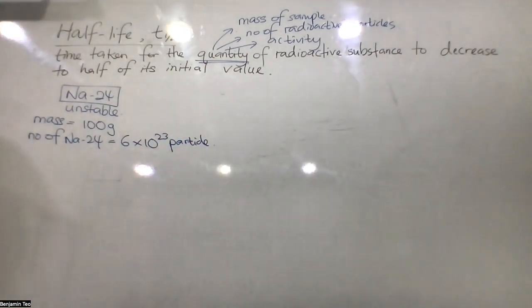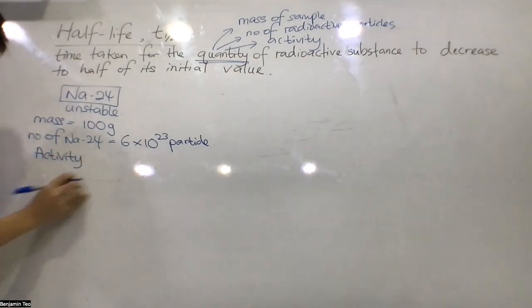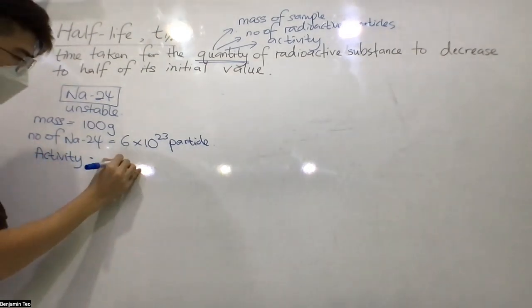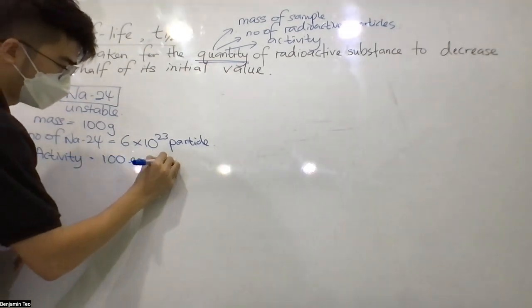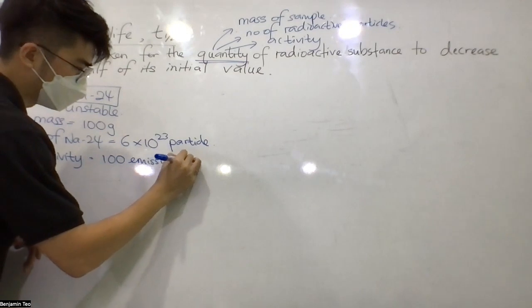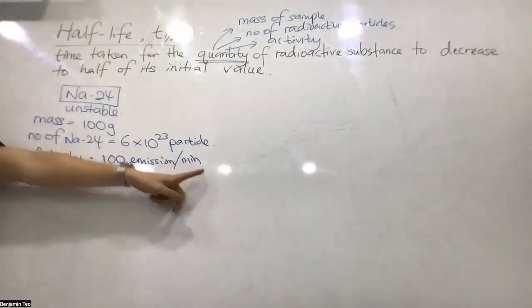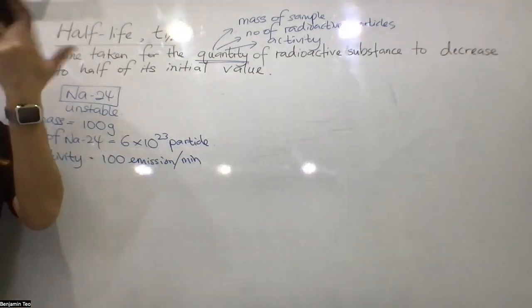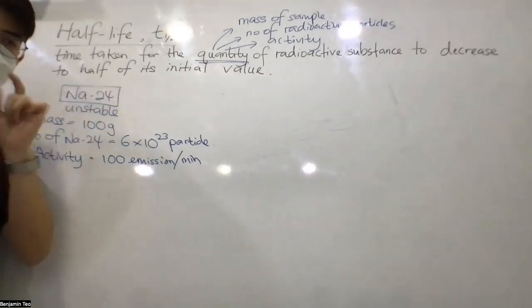Then again, I go and measure the activity. What is activity? Activity is how many emissions in 1 minute. Sometimes it's 1 second. It's emissions per minute. One emission is one decay, one decay. If I emit an alpha, that is one emission.